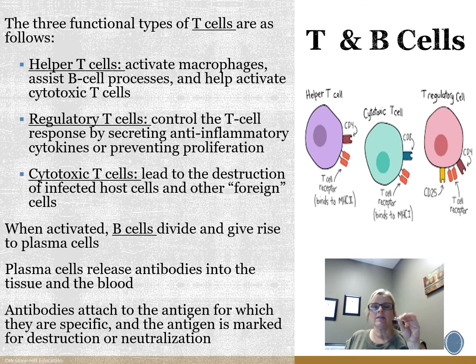So your antibodies are going to come from your plasma cells. B cells are going to divide and differentiate into plasma cells that produce antibodies and memory cells, all right? And so then those are going to go and attach to the antigen for which they are specific and neutralize them. They're going to mark them for destruction and neutralize them. Neutralization is the process where antibodies cover a virus or foreign molecule and basically disrupt their activity. They surround it.